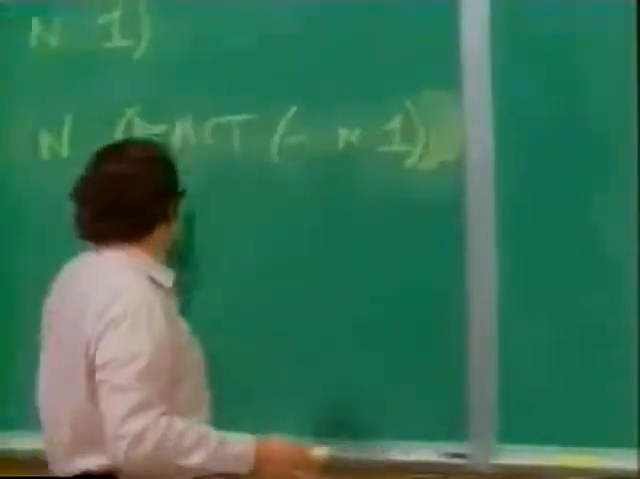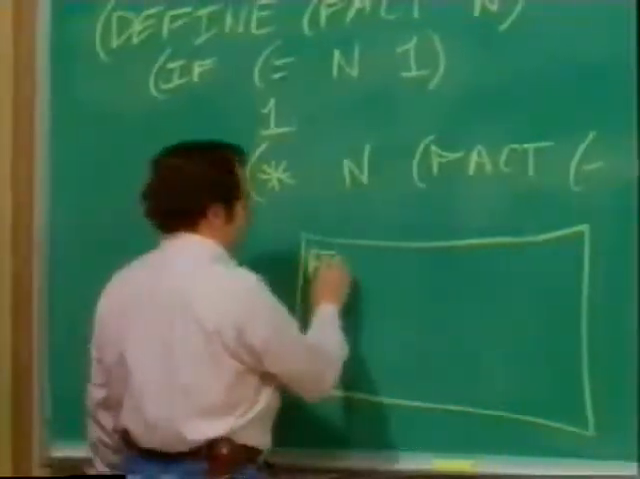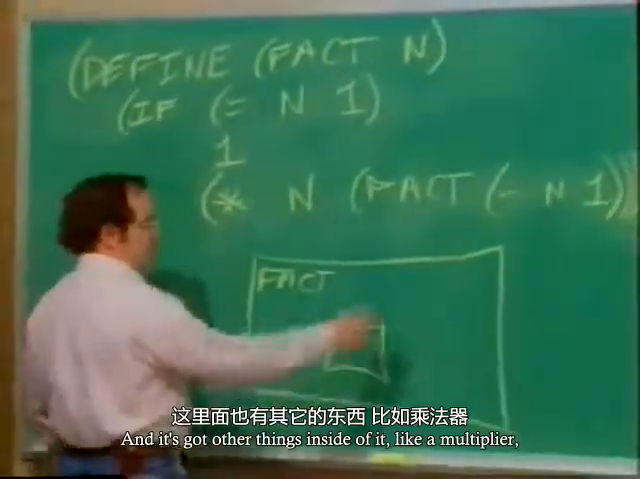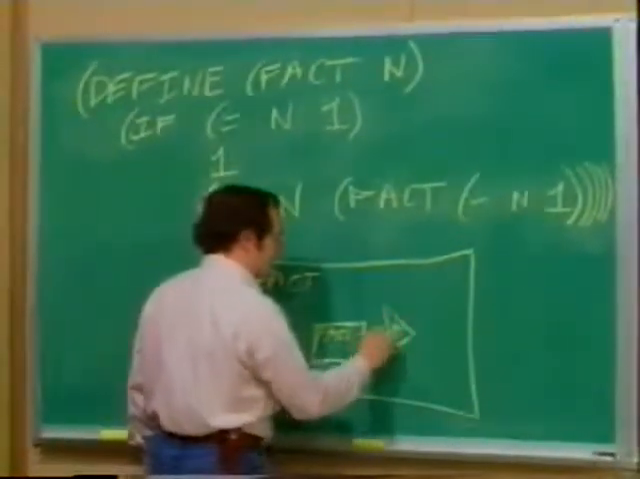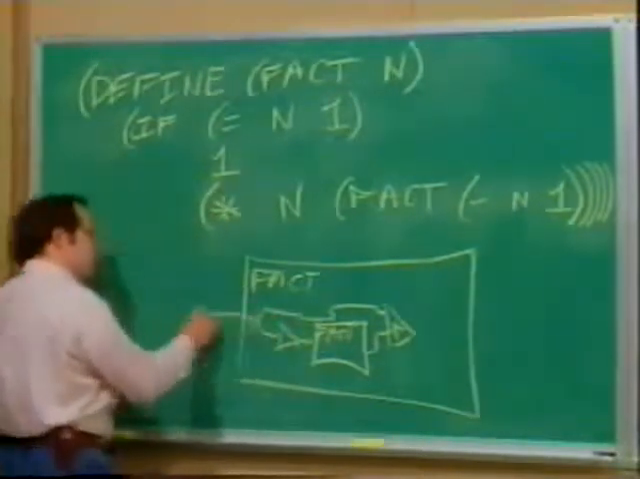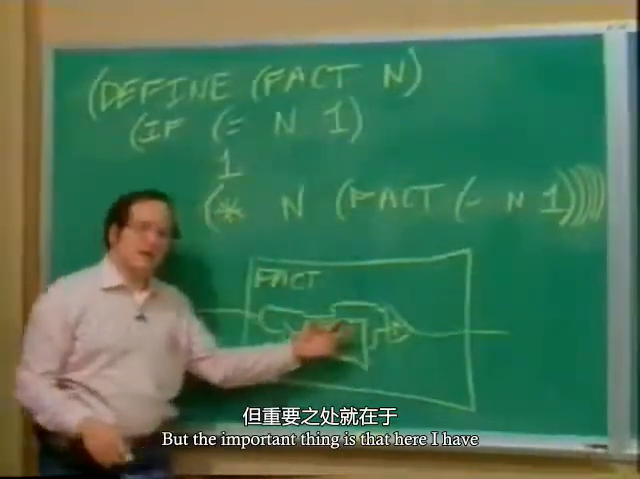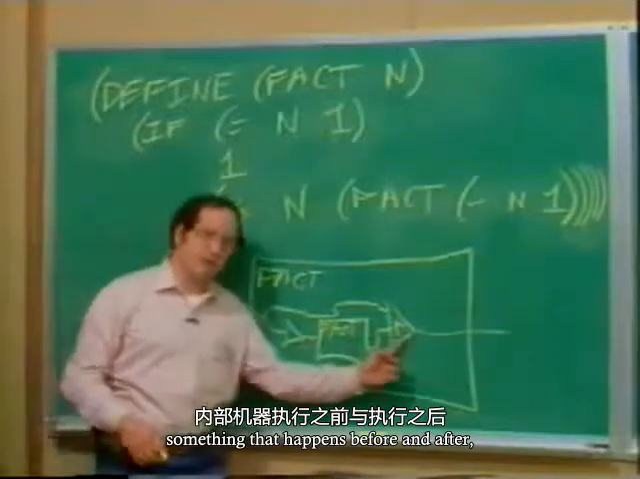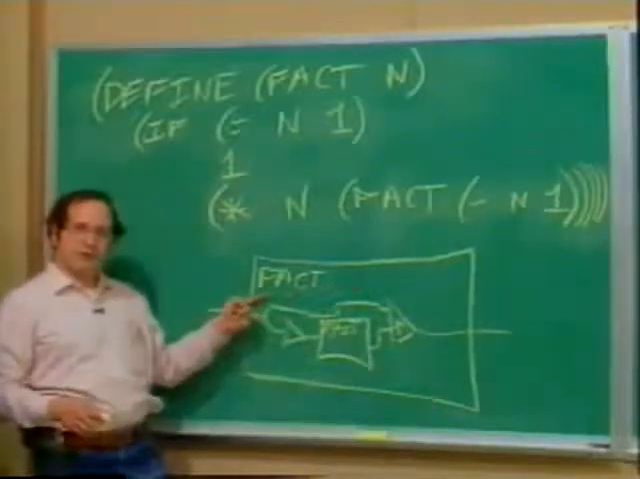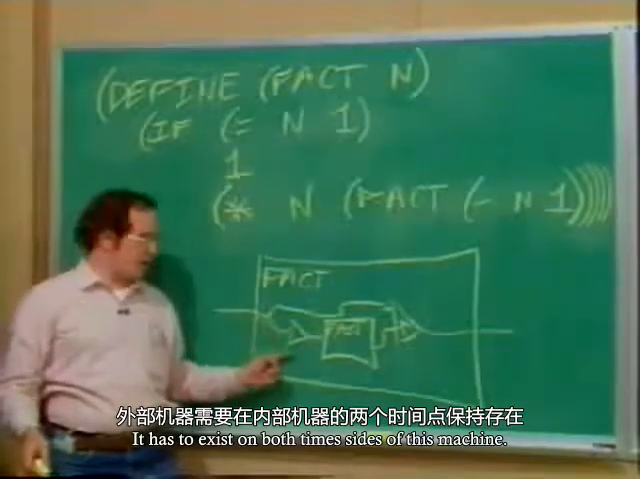So here we have a problem where we have a machine which has the same machine inside of it, an infinitely large machine. And it's got other things inside of it, like a multiplier, which takes some inputs, and here's a -1 box and things like that. You can imagine that's what it looks like. But the important thing is that I have something that happens before and after the execution of the inner machine, in the outer machine. So this machine has to have a life. It has to exist on both sides, time sides, of the inner machine.